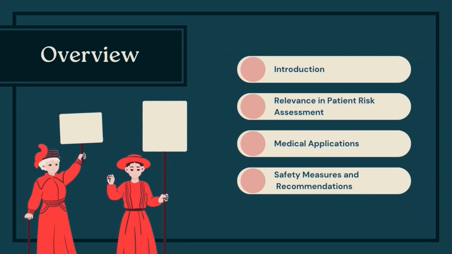The overview of our presentation is like this. Firstly, we'll take a look at the introduction and we will differentiate between stochastic and deterministic effect. After that, we will see the relevance of these concepts used in patient risk assessment, and then the medical applications. And last but not least, the safety measures and recommendations.